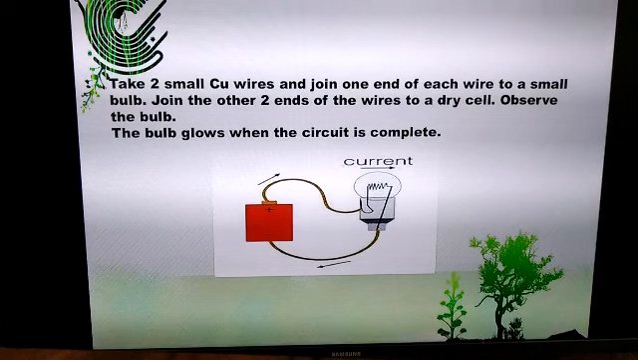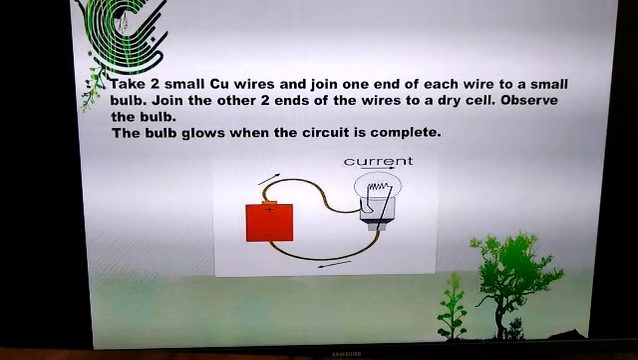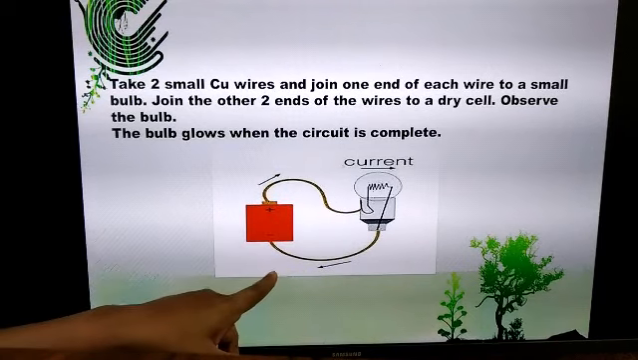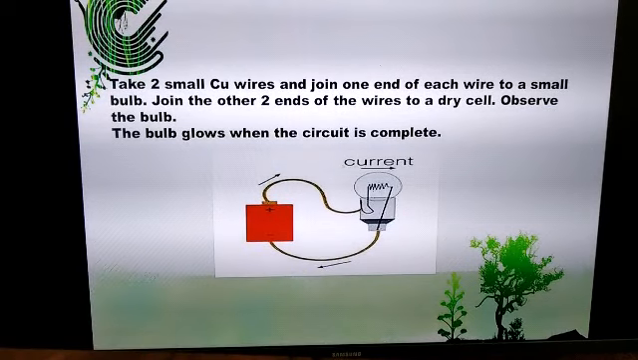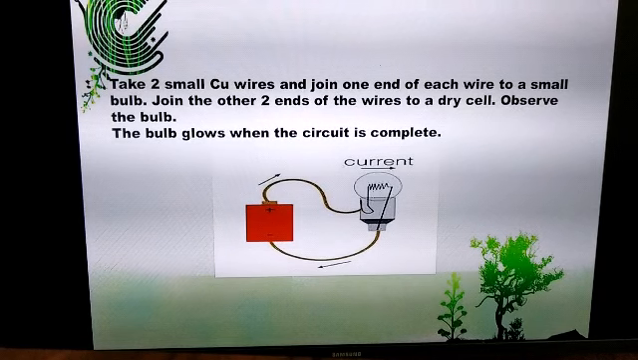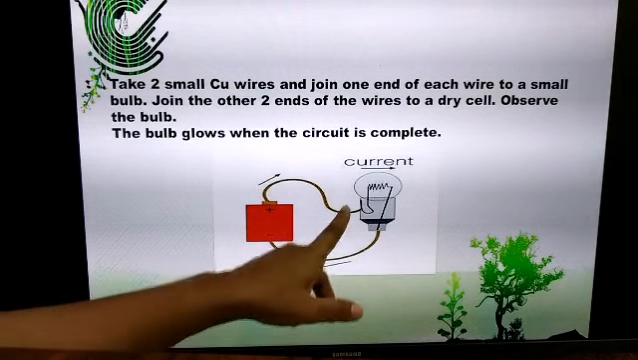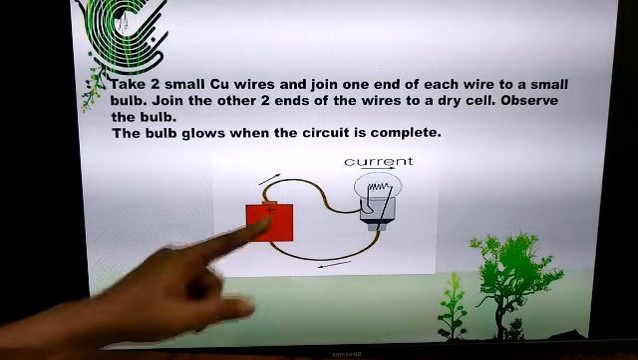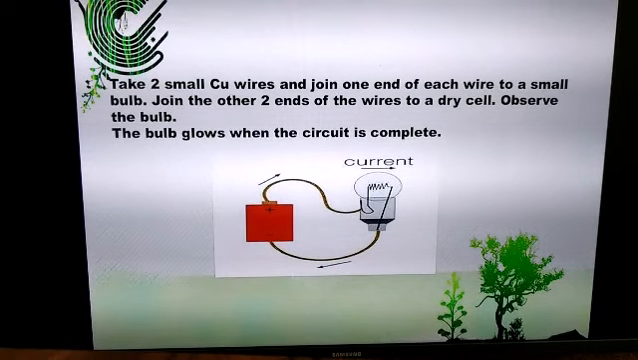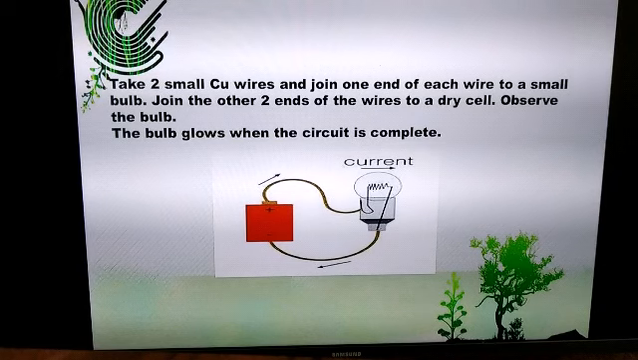Let's see the second activity. For the second activity, we need a bulb, we need two small copper wires, and we need a dry cell. Now join one end of each of the wires to a bulb, and join the other end of the wires to a dry cell, and observe the bulb. We find that the bulb glows.